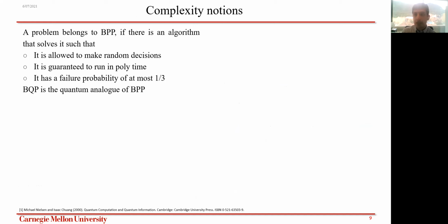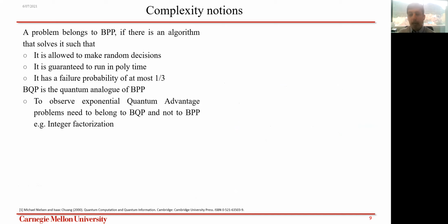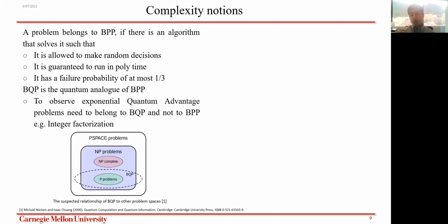There is another complexity class, which is BQP. It's the quantum analog of BPP. And in order to observe exponential quantum advantage, a problem needs to belong to BQP and not to BPP. That's precisely the case for integer factorization. And the suspected relationship between these complexity classes is the one that I'm showing in the slides.